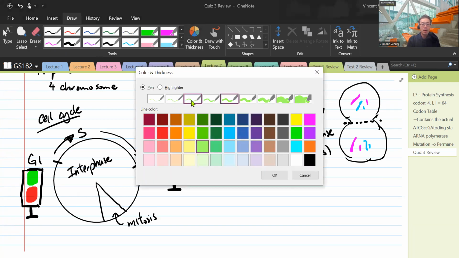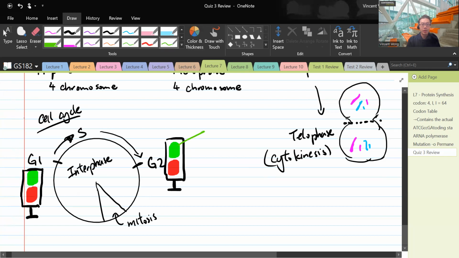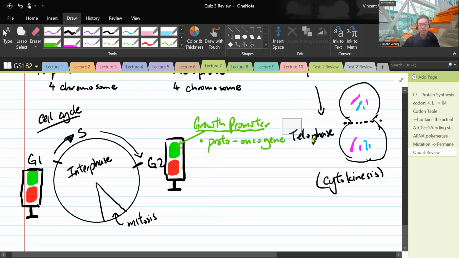And so the green lights, these are growth promoters, which are usually proteins, and they're encoded by proto-oncogenes. Remember that? Proto-oncogene. Let me get that cytokinesis business out of my way. There we go. So proto-oncogene is a normal gene that is responsible for promoting cell growth.